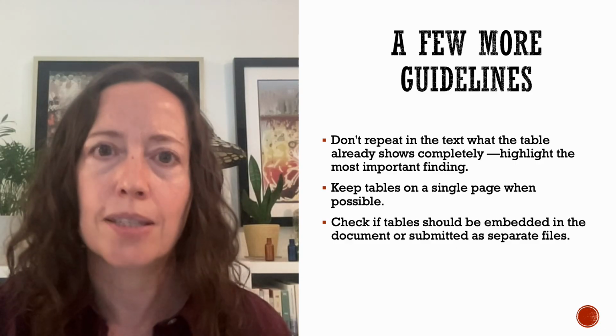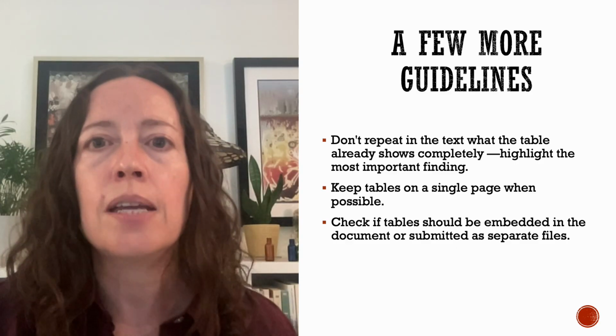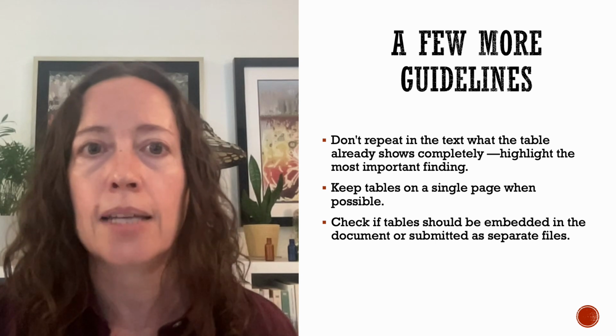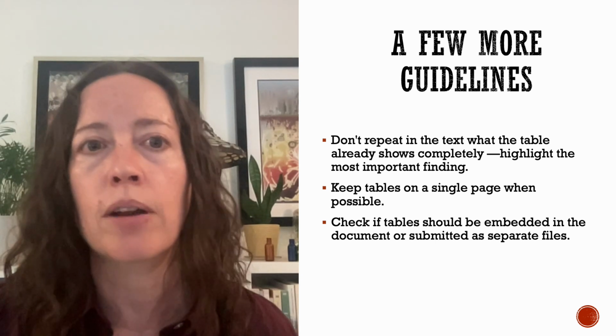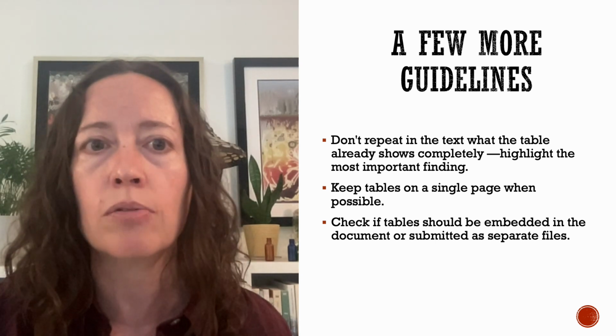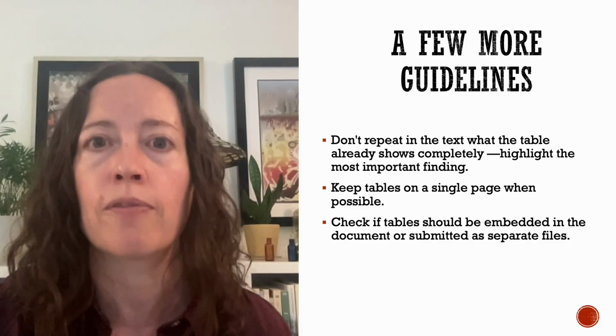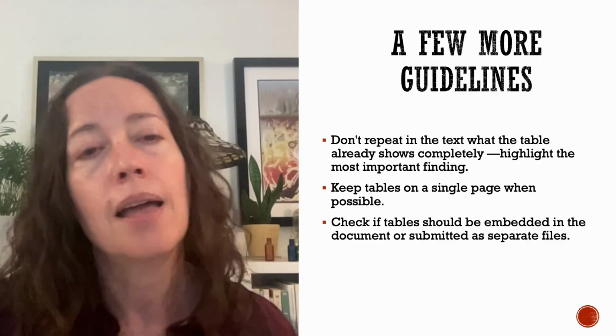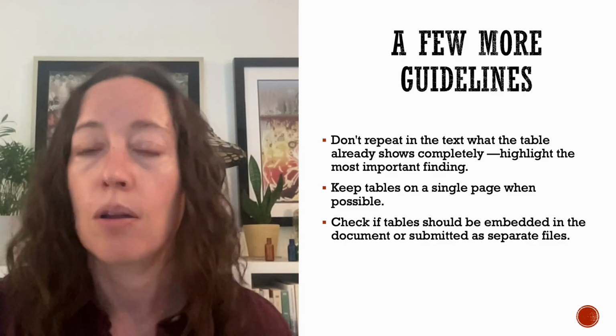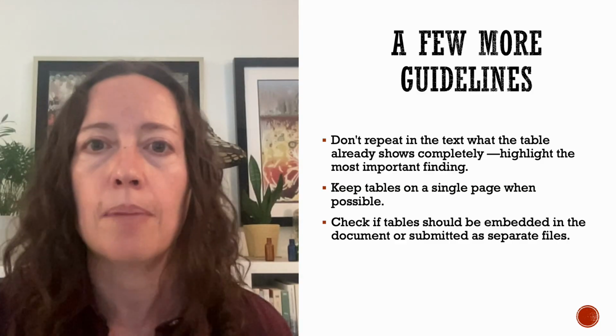Just a few final points. You want to avoid repeating in the text what the table already shows completely. Instead, direct the reader to the table and highlight the most important finding. Write something like, as shown in table 2, rates were highest among blah, blah, blah.